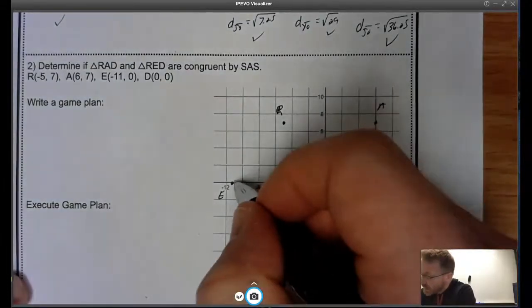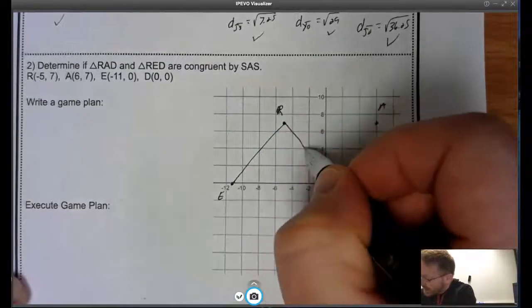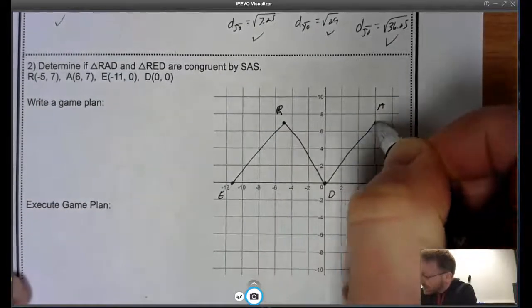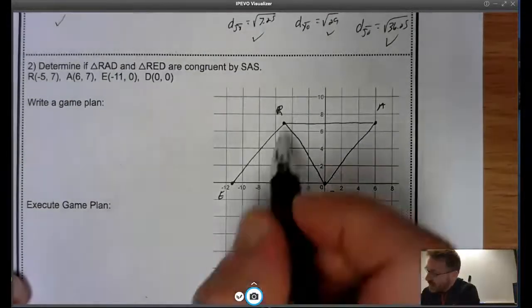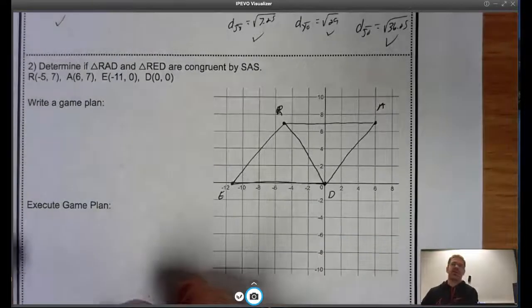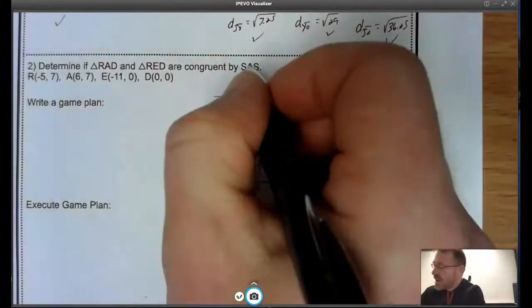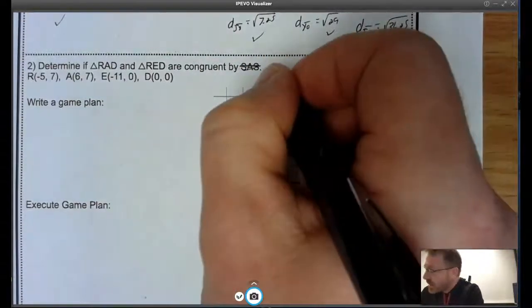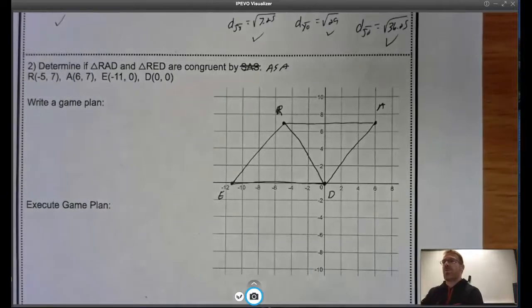All right, so then if I just start connecting these in, RAD would be this triangle, and then RED would be this triangle here. And notice it wants us to prove this by side, angle, side. All right, and just to show you something here, I'm going to change this and let's go with angle, side, angle. I just want to show you this real quick here. And the reason why is this.